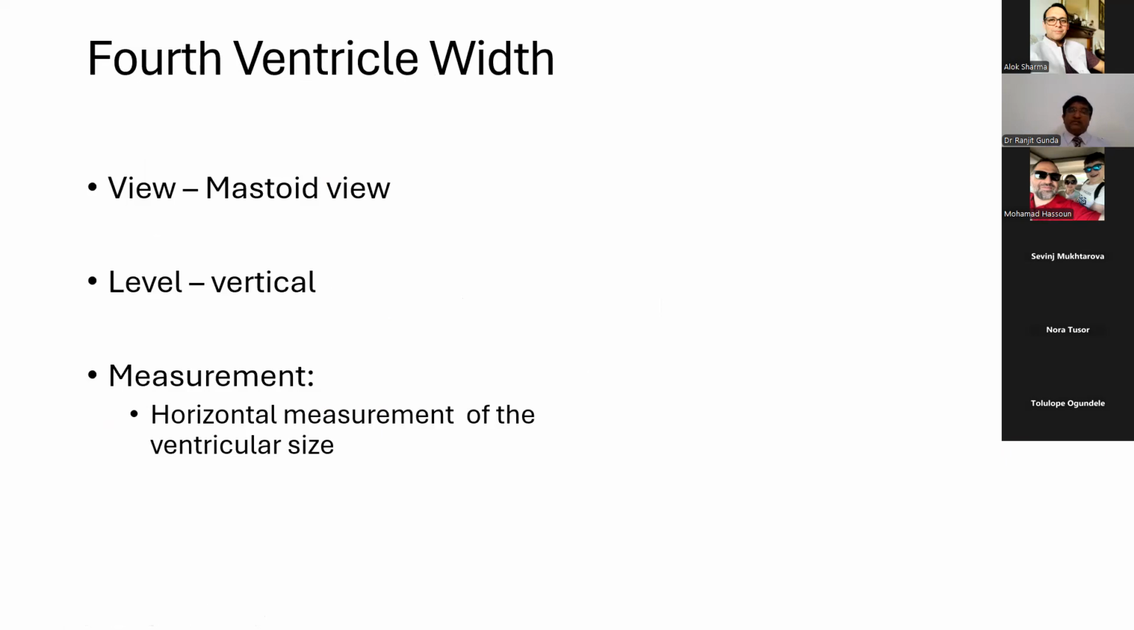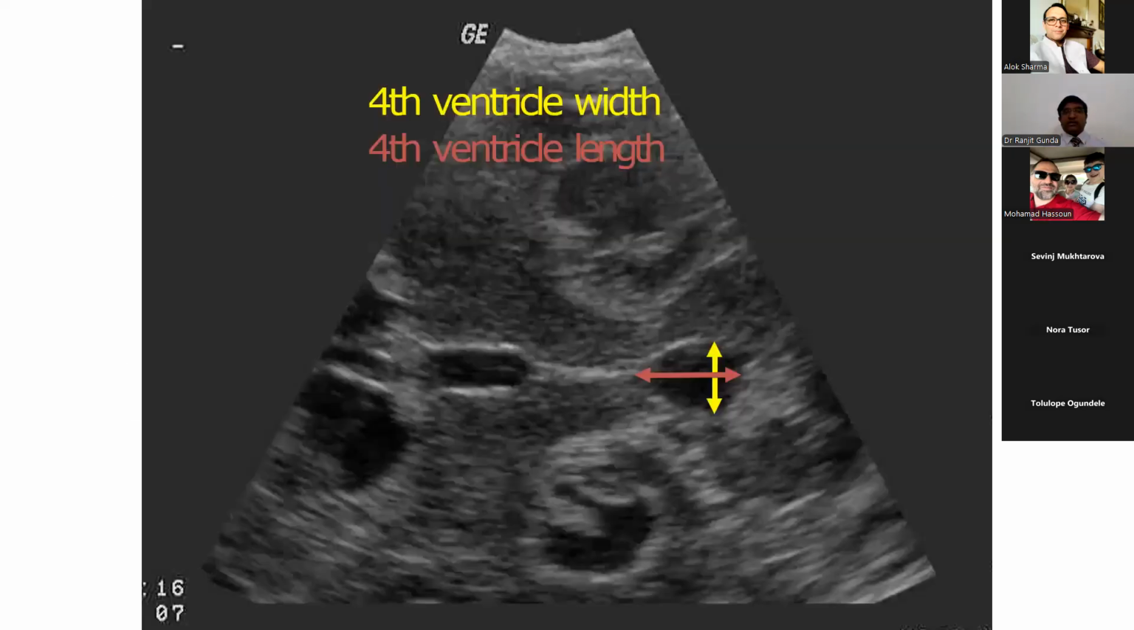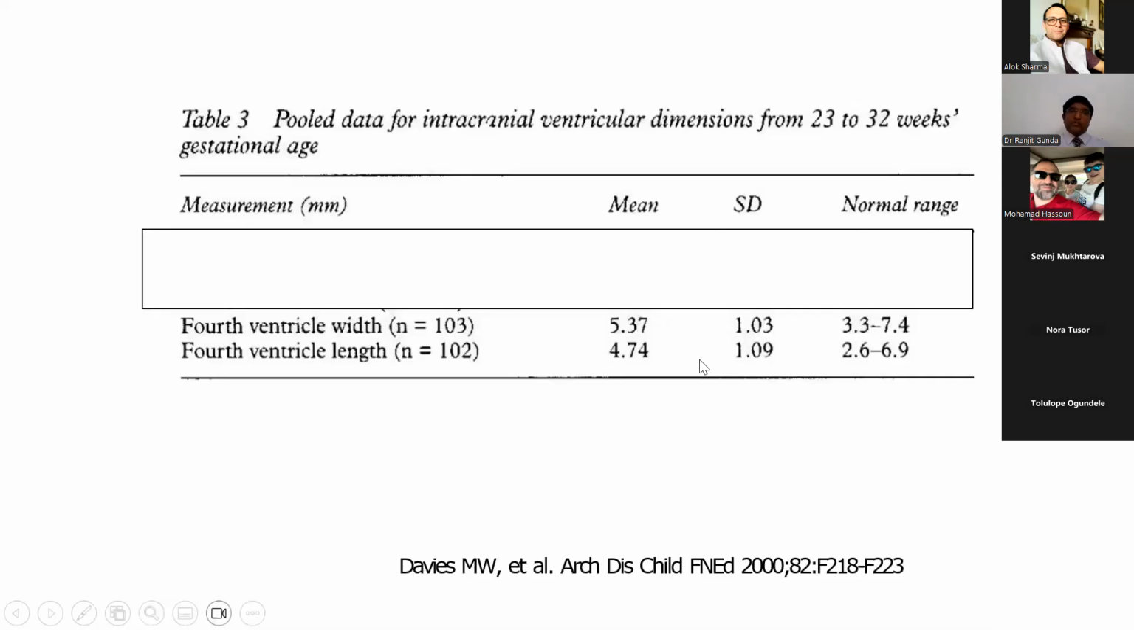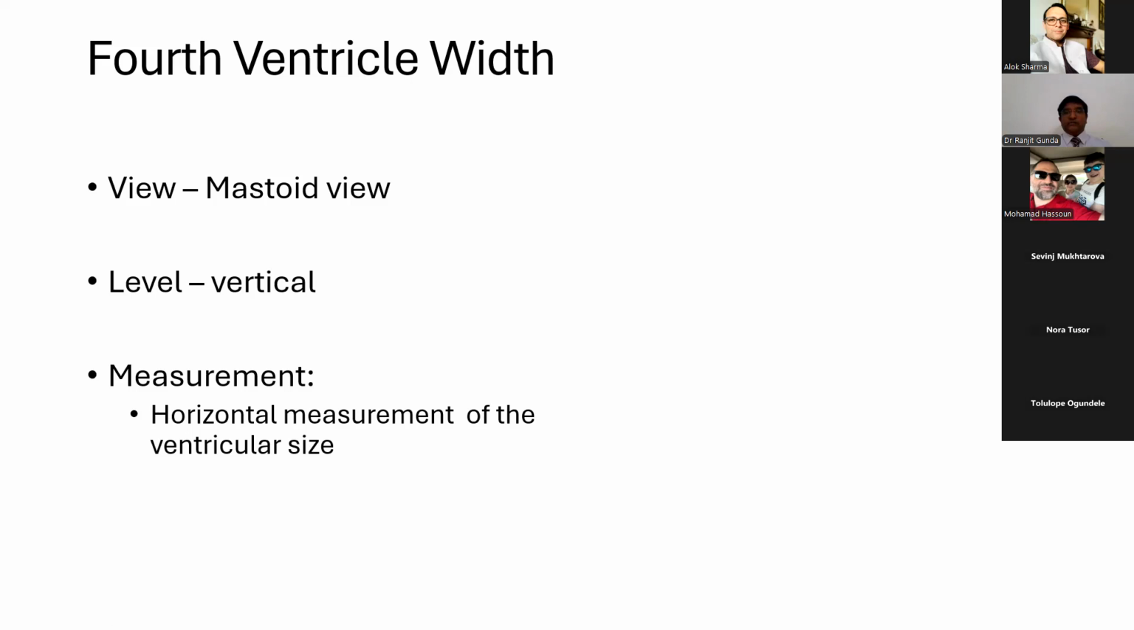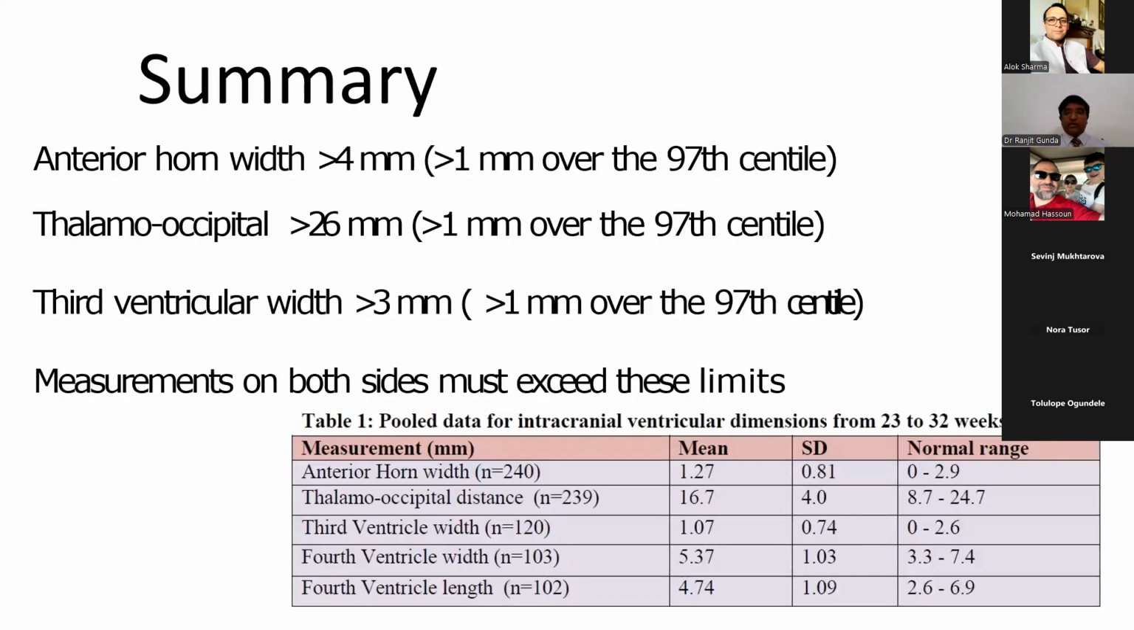Fourth ventricular width is not very common to see, but again, it will help us to identify communicating and non-communicating hydrocephalus and any cerebral pathologies, also congenital pathologies that the baby might be born with. It's best viewed in the mastoid view, in the vertical view. So again it's a horizontal measurement of the ventricular size. The width is important. Again, not many nomograms are available here, but if you look at things more than 3 mm, like the third ventricle, it becomes significant for the fourth ventricle as well.